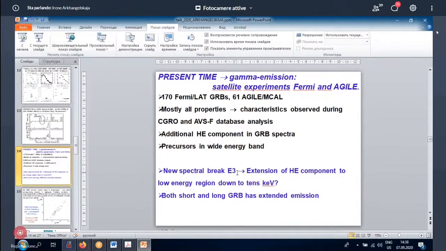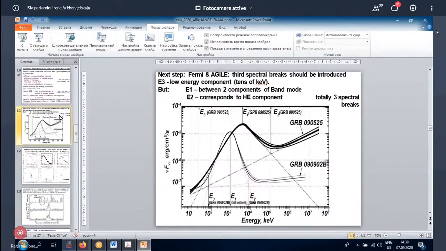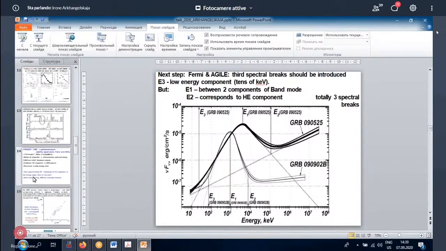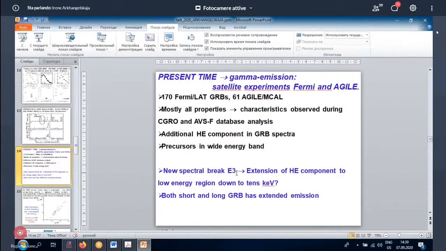A new spectral break was introduced in the low energy band, but one question occurs about the extension of the high energy component to the low energy region down to tens of keV. When we try to analyze such a spectrum, we can see this is not the Band component in the high energy range, but a component in the low energy range. And you can see that the spectral indexes are similar. And for this burst, the spectral indexes are similar too. Both short and long GRBs have extended emission in data of Fermi and AGILE.